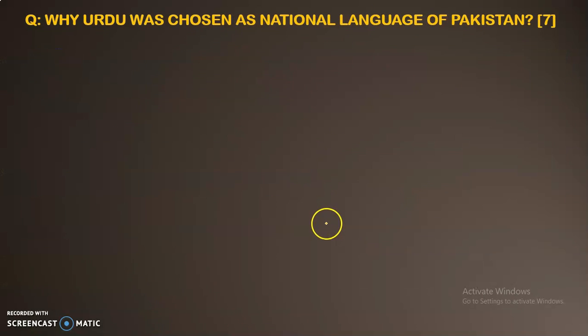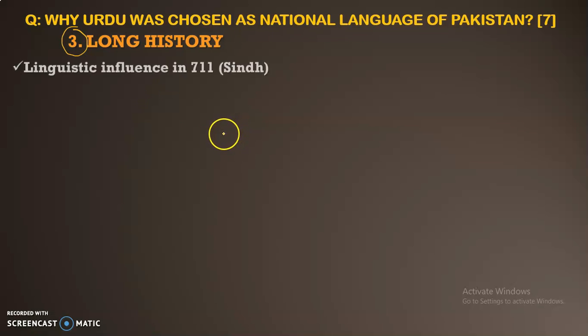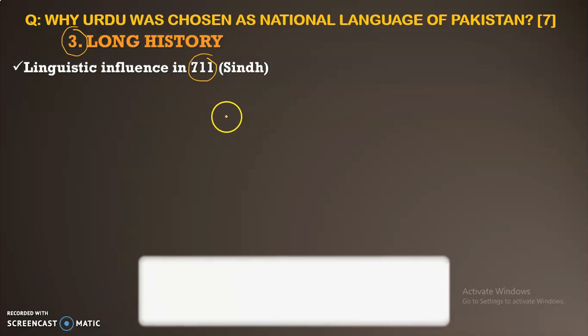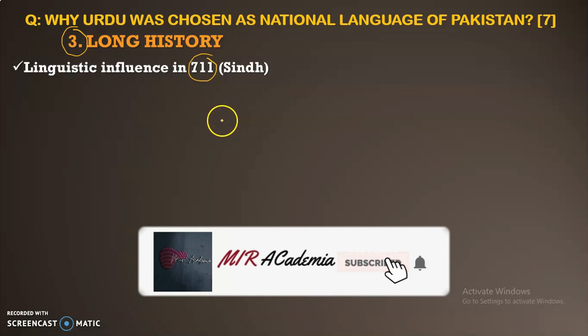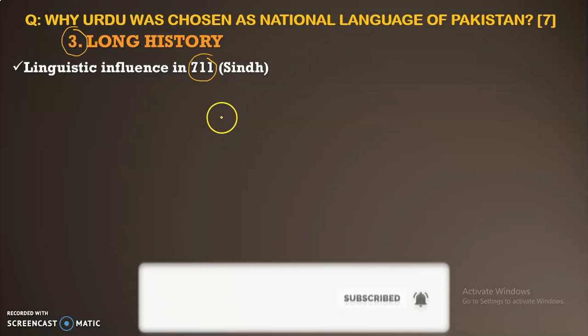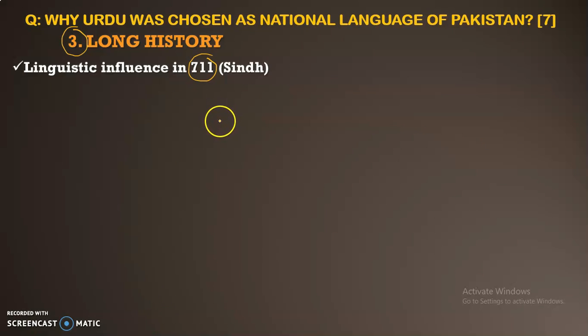Moving towards the third paragraph of this question, here we have the long history. It means that this is the third paragraph that you would write. Let's see what key points we have in this paragraph. Number one is linguistic influence in 711 in Sindh. The earliest linguistic influences in the development of Urdu probably began with the Muslim conquest of Sindh in 711. So this is how it mainly starts.